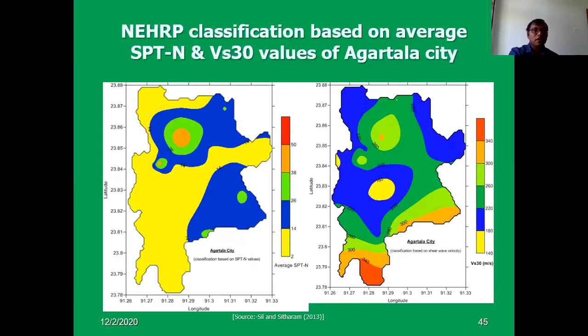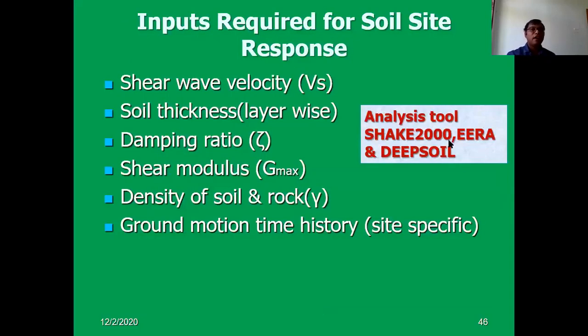These are the mappings we have done, shown especially for Agartala: SPT N-value based mapping as well as shear velocity profile mapping. Of course there are some differences, because one is a destructive technique and the other is a non-destructive technique, so your strain level is varying. Because of that there are slight differences, but most of the areas match, and this gives you a clear picture of the actual subsurface properties, the spatially varying soil, and we can use it for microzonation study of this area for the safety of structures.